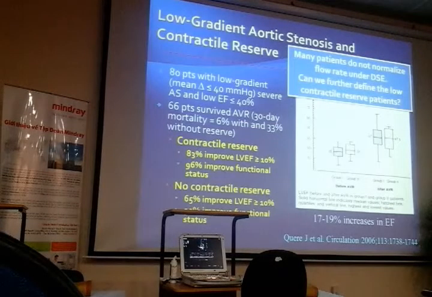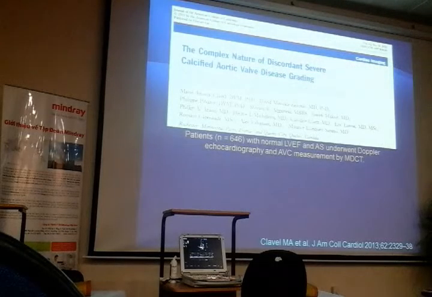So there has to be a way to determine whether or not those patients that do not have contractile flow reserve under dobutamine stress echo really have true severe aortic stenosis. And in order to do that, we've used this study looking at the CT calcium scores.